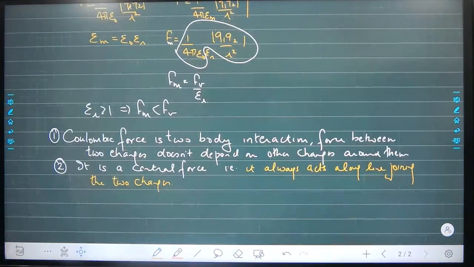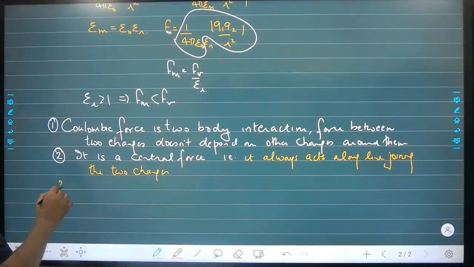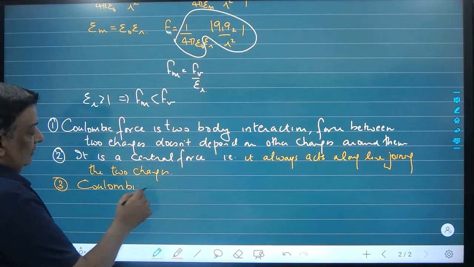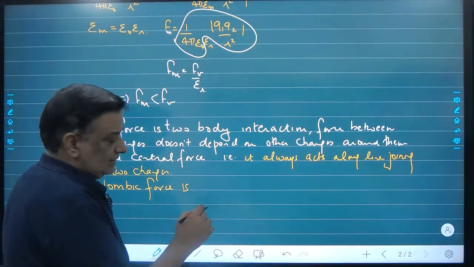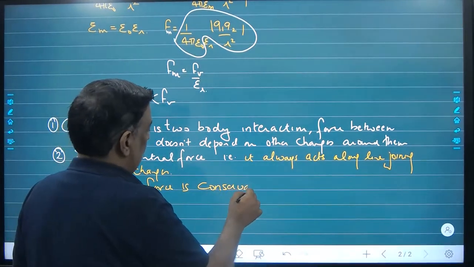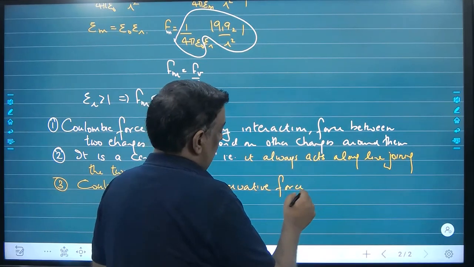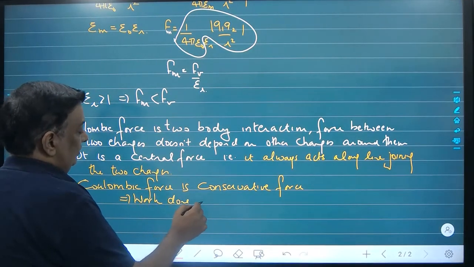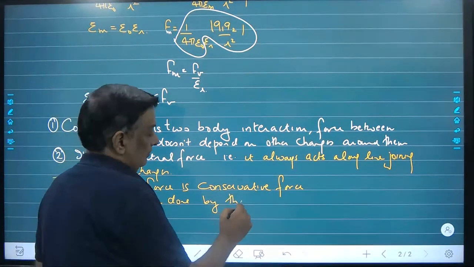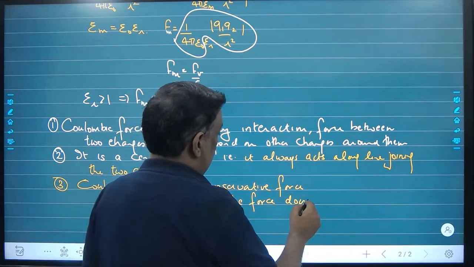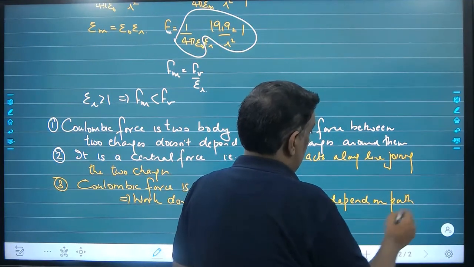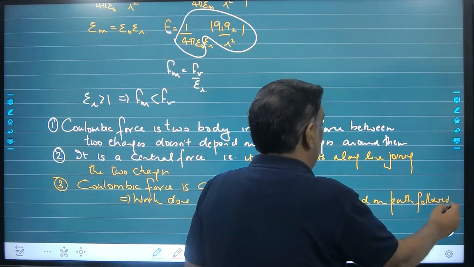Electrical force is conservative in nature. Conservative in nature means the work done by electrical force does not depend on path followed. Coulombic force is conservative force, which implies work done by the force does not depend on path followed. Or work done in moving around a closed loop is always zero.